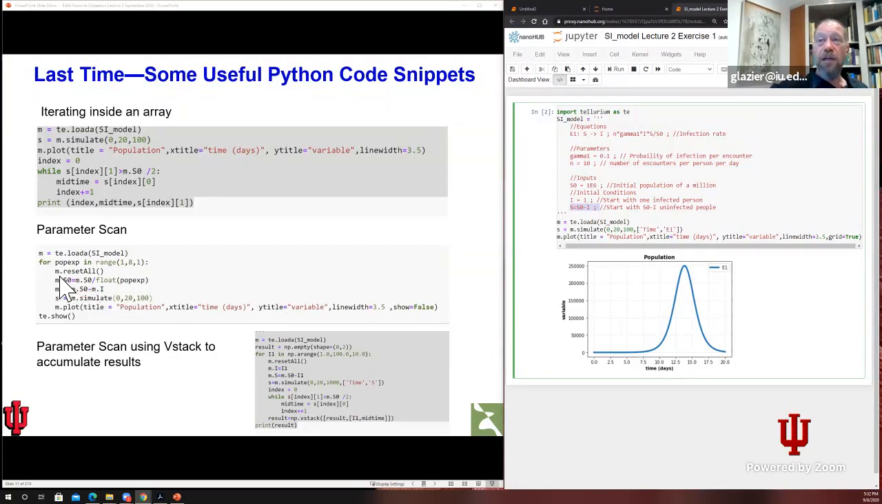So that's why you have this m.s0 is equal to m.s0 over some value, and then m.s is equal to m.s0 minus m.i. Have to do that by hand. It's a little awkward. Okay, and then using show false to stack plots, t.show to show what we plot stacked.